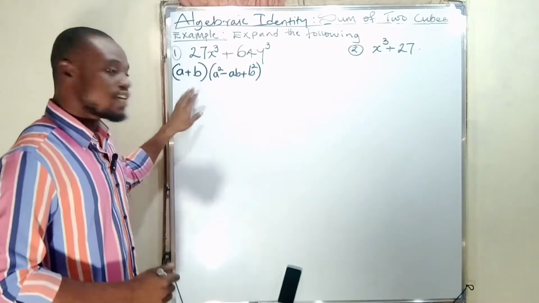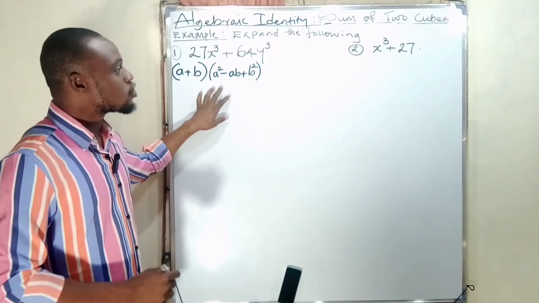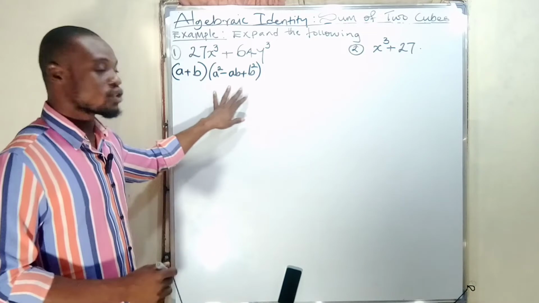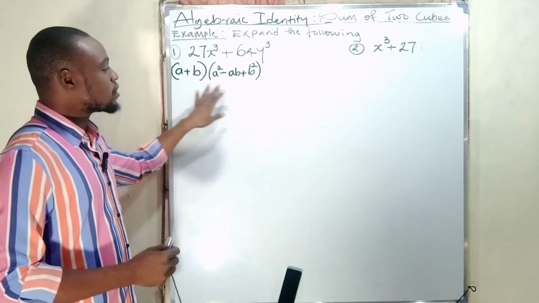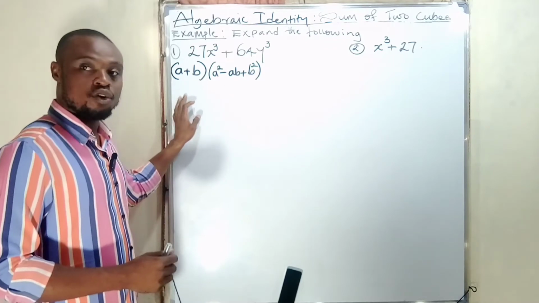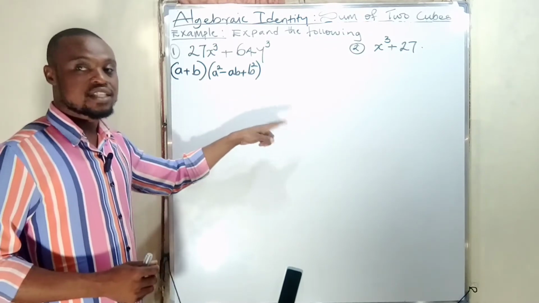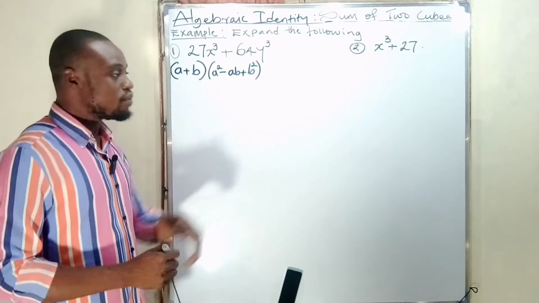Now, this is the expression for the sum of two cubes. So the first thing I'm going to do here is to expand this particular expression for us to see where it leads. Then I'll use that to explain better.